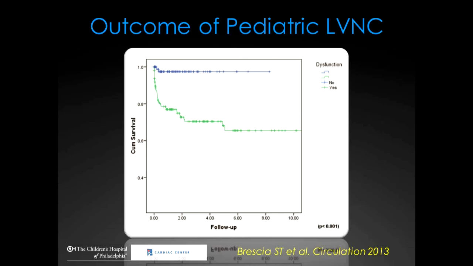And you can see that if you have an identified patient who has LV noncompaction, the big difference in outcome is whether they have dysfunction or not. This is a figure which shows you the cumulative survival of patients with LV noncompaction. In green, you see the patients who have dysfunction, and you can see that their risk of death or transplant is much higher compared to the patients who do not have dysfunction.